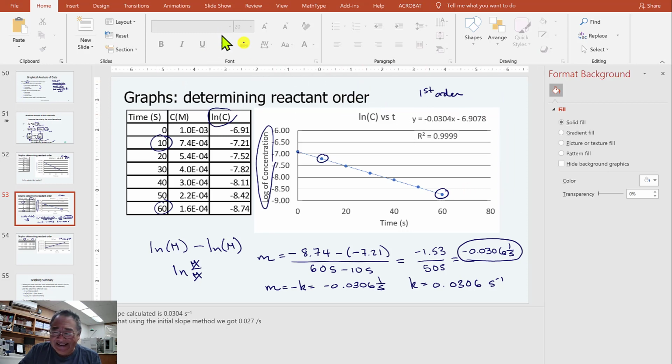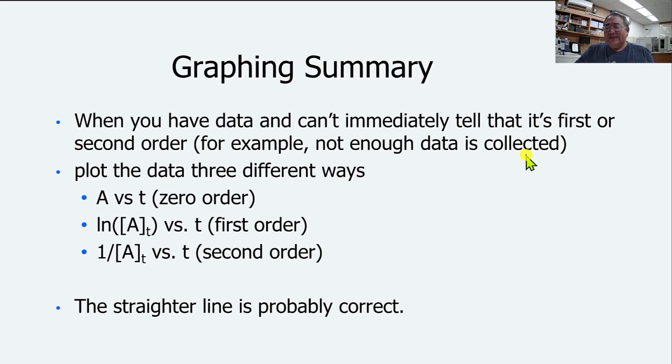All right, I'll stop. Okay, so here's a quick summary on graphing data. When you have data and you can't immediately tell if it's first or second order, say, for example, there's not a lot of data collected, or you can't see enough information to look at half-lives, then you create a graph. You make 3 graphs: a 0-order plot, first-order plot, and second-order plot. Whichever one is straighter is probably correct. And if you really want to get technical about it, you can do all 3, compare the correlation coefficients, and whichever one's closest to 1, that's the one you would choose.